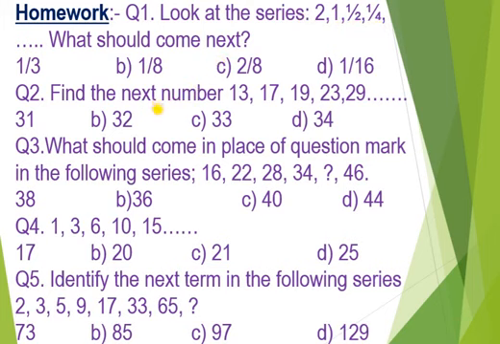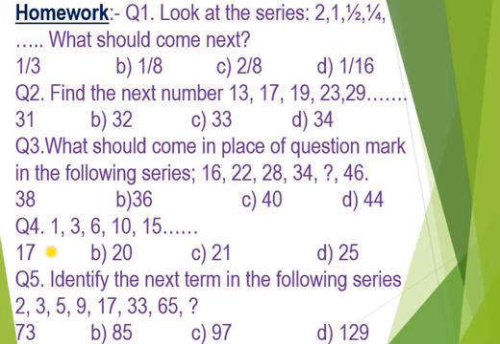You have to find. Question number 2, find the next number. The series is 13, 17, 19, 23 and 29. Question number 3, what should come in place of the question mark in the following series? The series is 16, 22, 28, 34, question mark, and 46. You have to find the number here.